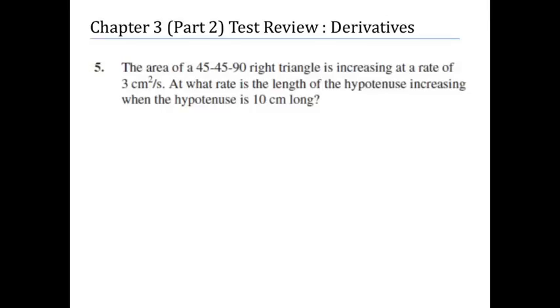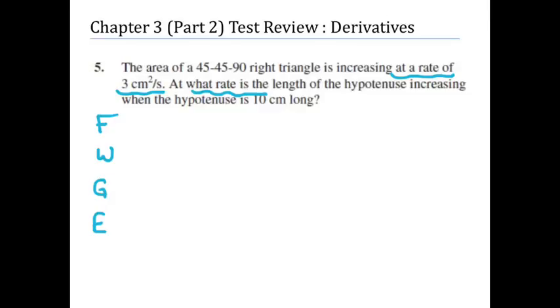So here I've got a question where I'm given a rate. I'm given this rate of 3 square centimeters per second, and then the question asks me to find another rate. These are the signs that this is a related rates question, and so we're going to take our FWGI approach to solving this question.